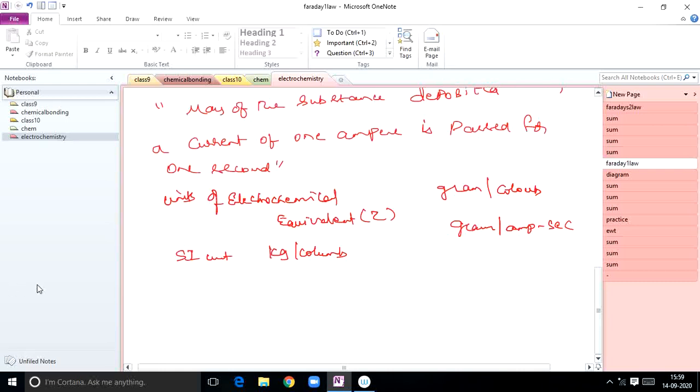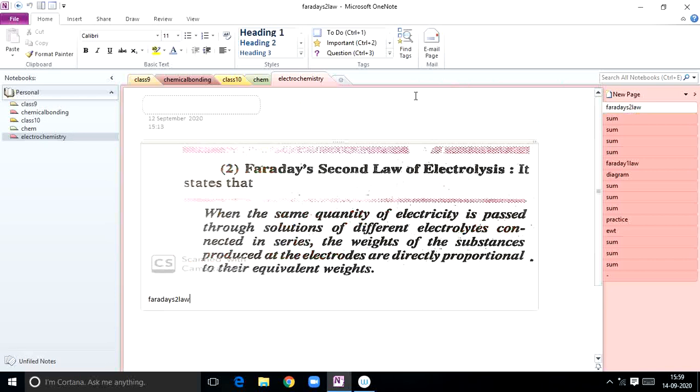So this is Faraday's first law, students. Next we are going to discuss the second law. Not thermodynamics, Faraday's second law. Right? This is Faraday's second law, students. What is the statement related to Faraday's second law?